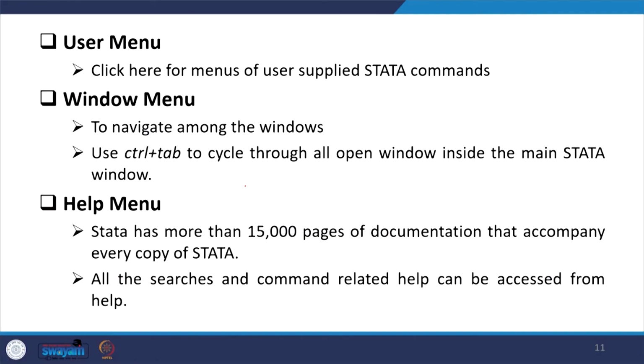once you click on the user menu, you will get various possible STATA commands. Then the window menu helps in navigating among the windows from one to another. We can use Control plus Tab to cycle through all open windows inside main STATA. Control Tab will give you the different windows that have been actively taken for the analysis.